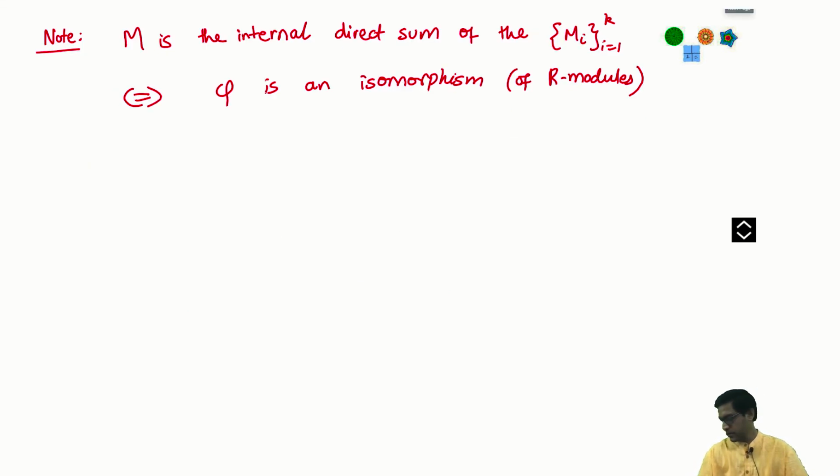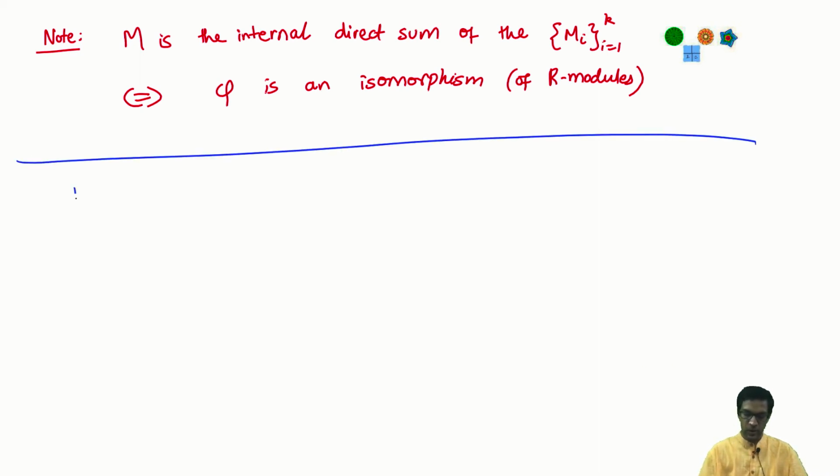Okay. Now, let us look at this internal direct sum or direct sum now in the special case where you only have two submodules. Okay. So this is something which comes up very frequently. So let us just take two submodules.